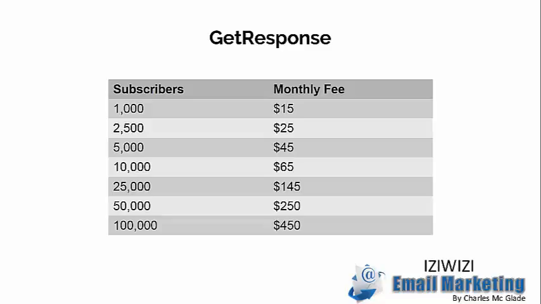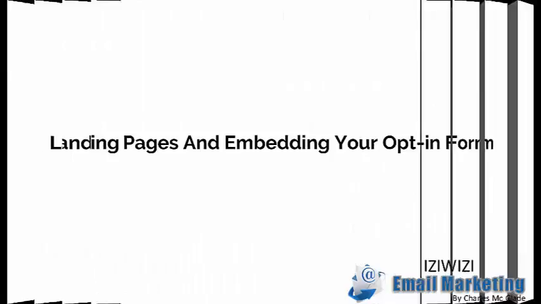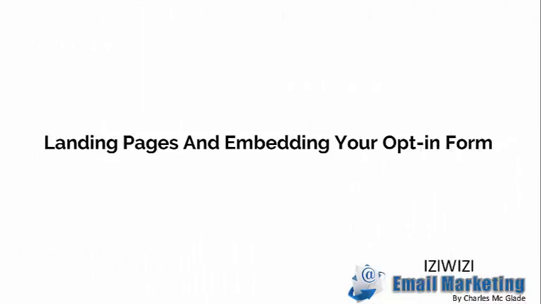Now, once you have your autoresponder, the first thing you have to do is build your opt-in form. And this will give you a piece of code that you can paste into your HTML to embed it into your website. So what do you do with this form, and where do you put it?